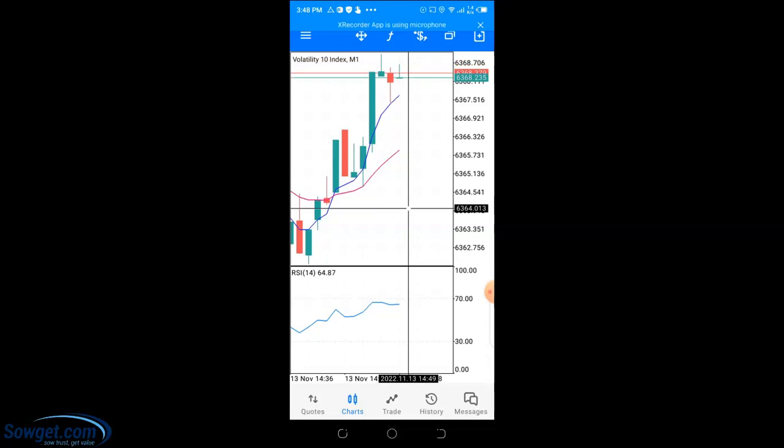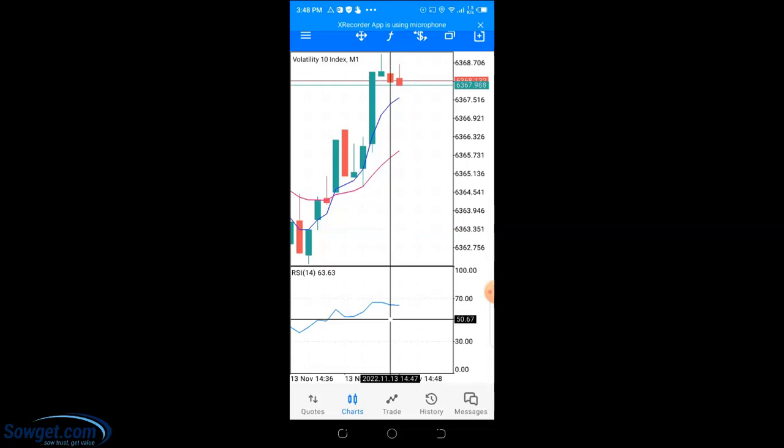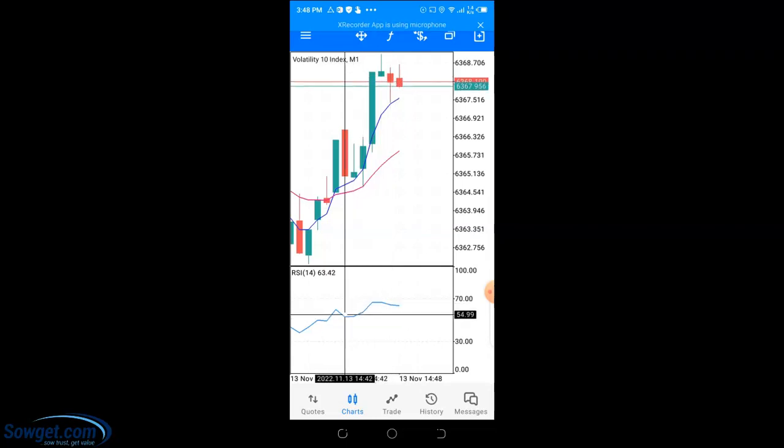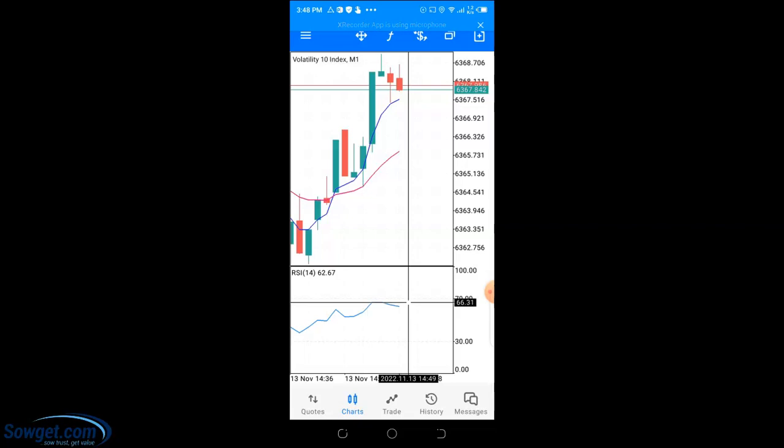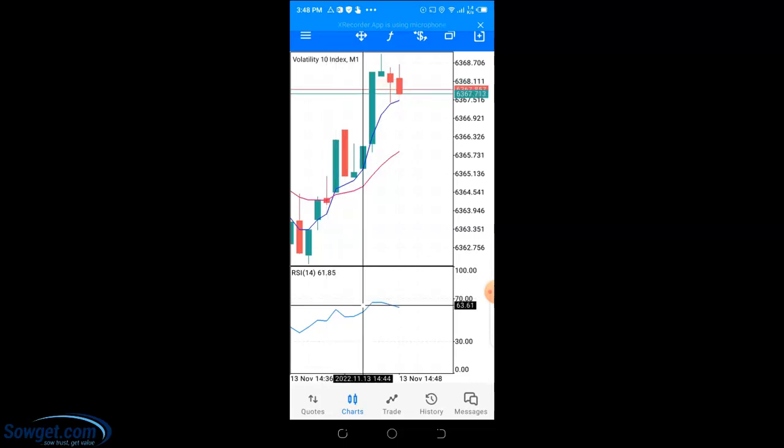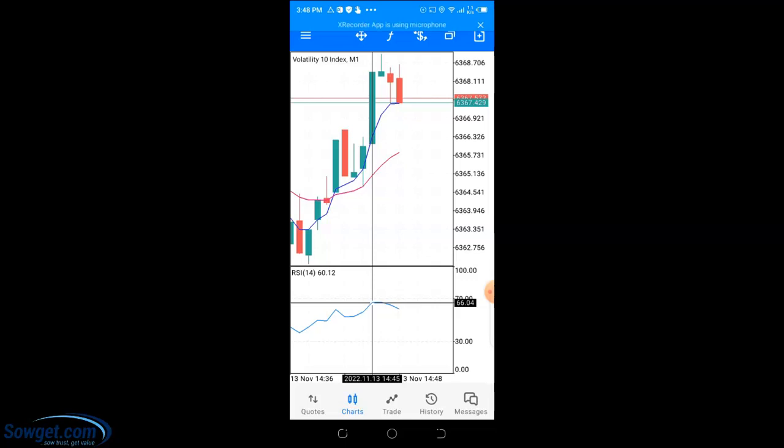So whenever there's a crossover, you won't take your buy yet. You come down to your RSI indicator and you monitor it. Once you see that the crossover has occurred on your moving average, then you come to your RSI. Then you wait for when your RSI crosses 65 or at most 70.